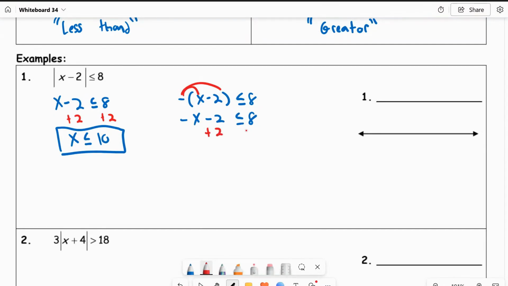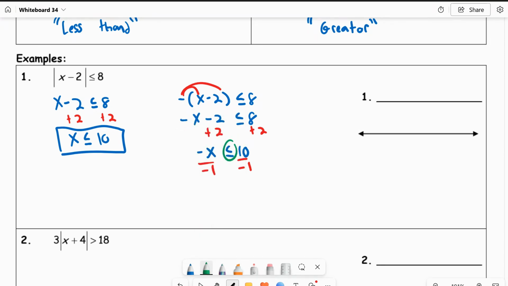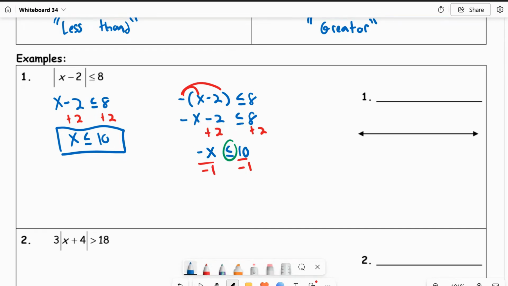Isolate my variable by adding 2 to both sides. That's going to give me negative x is less than or equal to 10, divided by negative 1, divided by negative 1. Remember, whenever you divide by a negative, to flip your inequality symbol. And that's going to leave me with x is greater than or equal to negative 10.